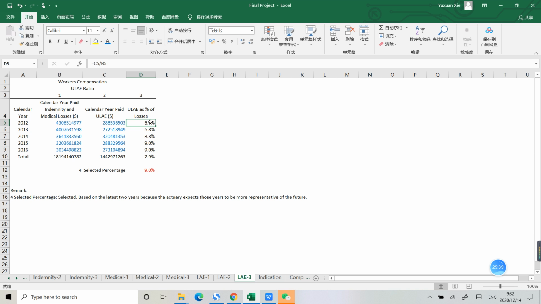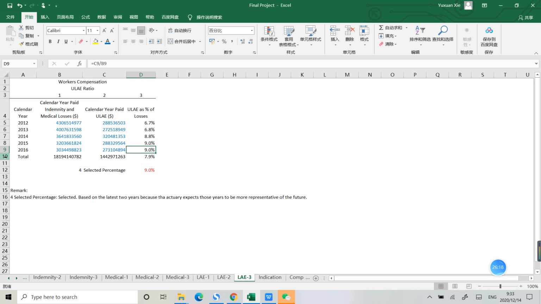This percentage is the basis of the selection included in row 4. The selection is based on the latest 2 years, so we should see the 9% number is equal to the average of year 2015 and 2016, because the actuary expects those years to be more representative of the future.